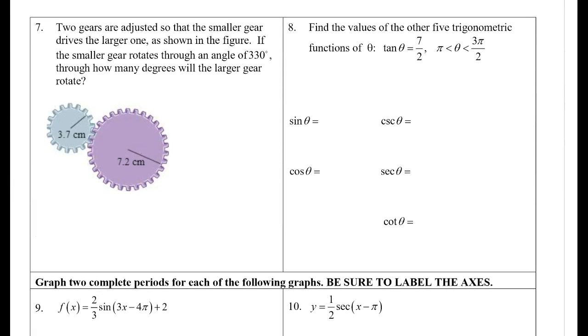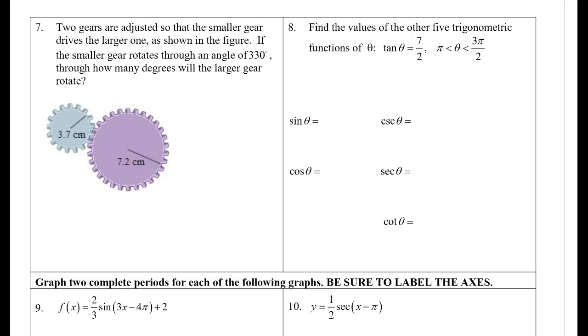Alright, moving on to number 7. 2 gears are adjusted so the small gear drives the larger one, as you can see in that picture. If the smaller gear rotates through an angle of 330 degrees, how many degrees will the larger gear rotate? So first of all, we should understand that the large gear rotates less than the small gear. It doesn't have to rotate as much to move the same distance. So what we're going to do is figure out the actual distance that the little gear rotates. And so the big gear is going to have to rotate the same amount, and we just need to find that angle.